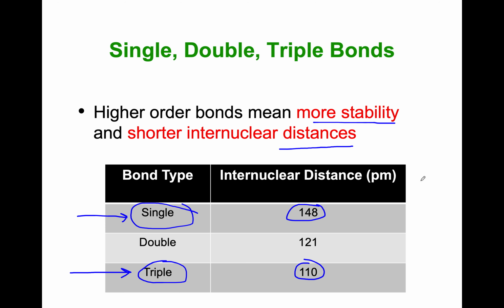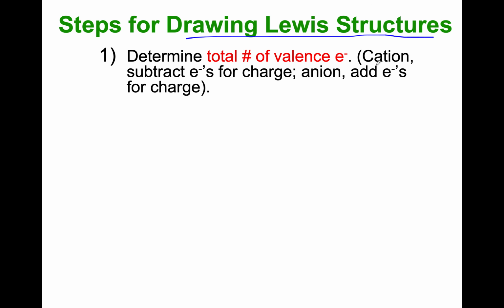Okay, so now we're going to go for it. Okay, so here's your steps for drawing Lewis structures. And remember how we were looking at the Lewis symbols to start? So that can help you practice on that. But what you need is the total valence electrons. Okay, and we'll do ions. So if it's a cation, then remember a plus means a loss of electron, an anion negative means a gain of electron. So you need to come up with the total number of electrons.